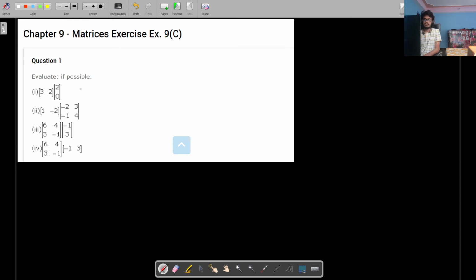So let's try the first multiplication. We have a matrix which is 3 and 2, multiplied with another matrix that is 2 and 0. There is an approach called the row and column approach. For the first matrix you consider the row, and for the second matrix you consider the column. So you take the dot product of 3, 2 with 2, 0.